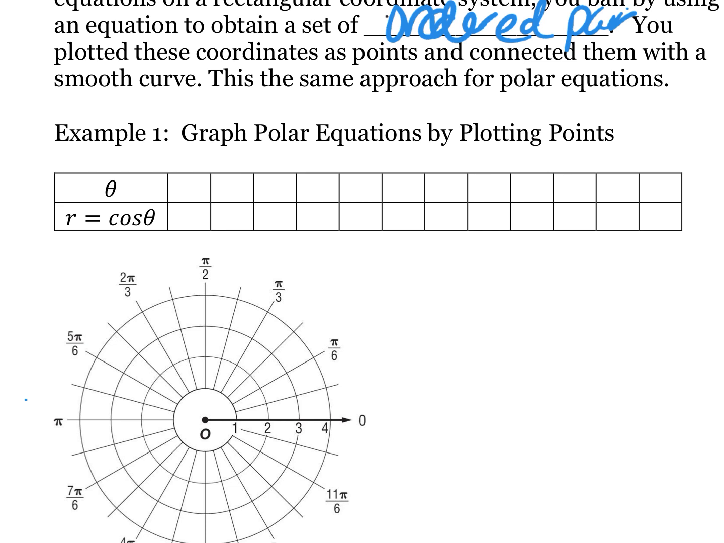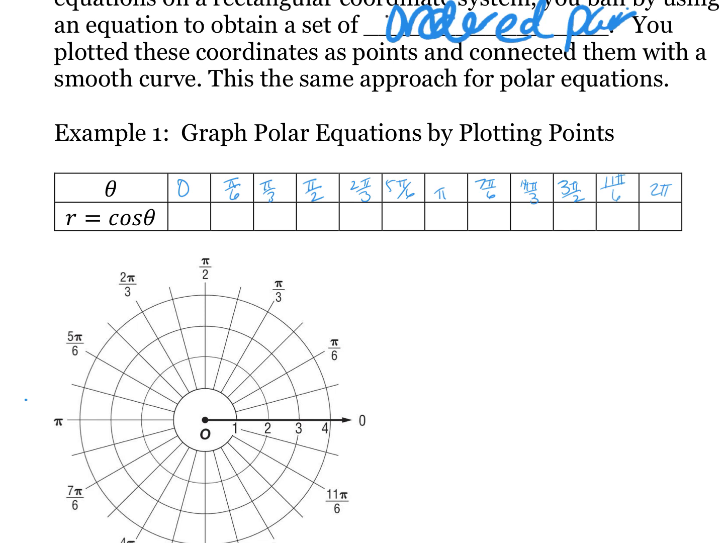All right, so the angles I'm going to use are 0, pi over 6, pi over 3, pi over 2, 2 pi over 3, 5 pi over 6, pi, and if you kept going, it would be 7 pi over 6, 4 pi over 3, 3 pi over 2, 5 pi over 3, 11 pi over 6, and 2 pi. These are all the unit circle ones, from the textbook.